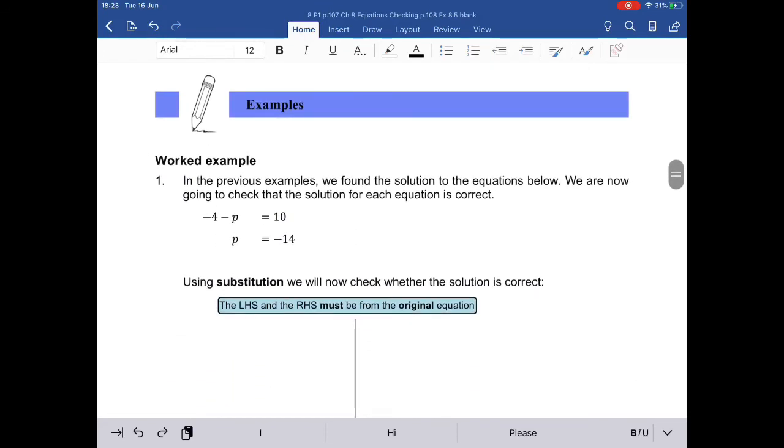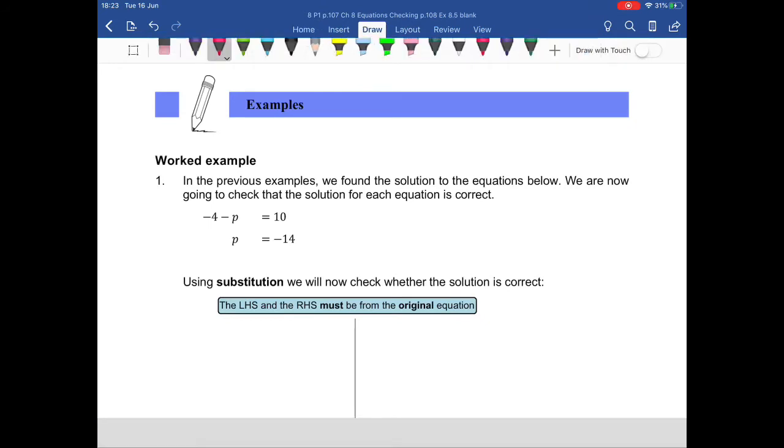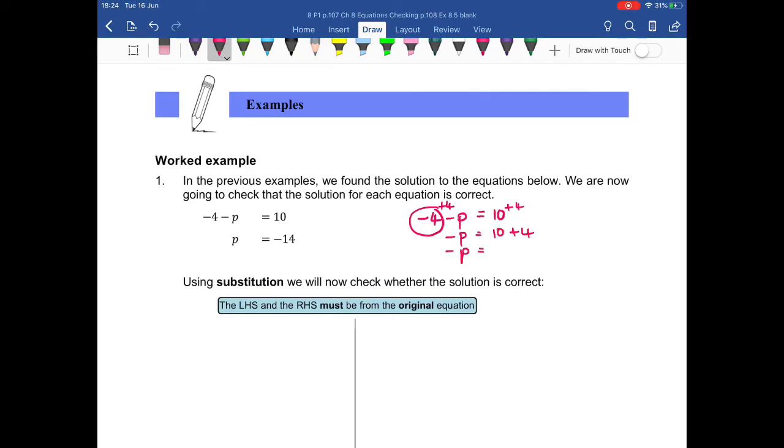Let's have a look at the worked example. We had this before, so what we did, we solved this equation. We said negative 4 minus p equals 10. We needed to get rid of the negative 4 here, so we add 4 on that side, and if you add 4 on the left-hand side, you must add 4 on the right-hand side. So we've got negative p equals 10 plus 4, so negative p equals 14. But remember, your variable always has to be positive, so we divide both sides by negative 1, and then you will get positive p equals negative 14.